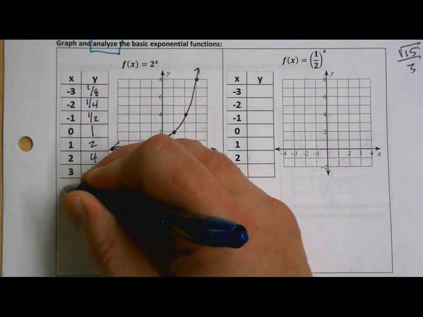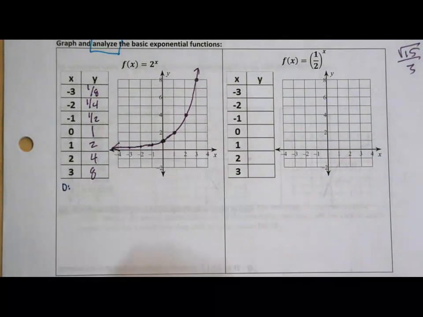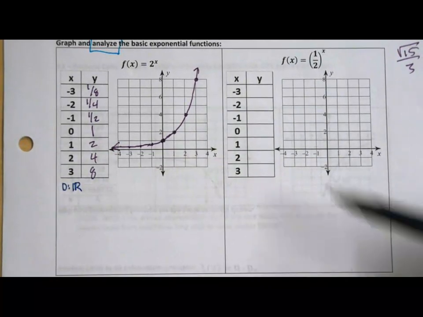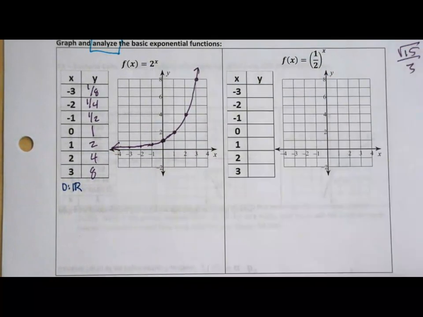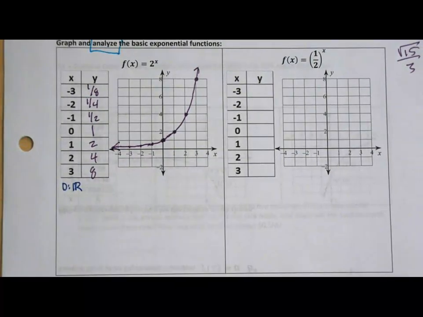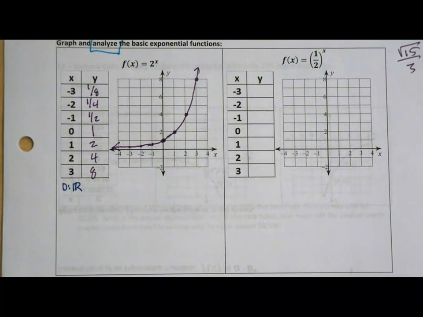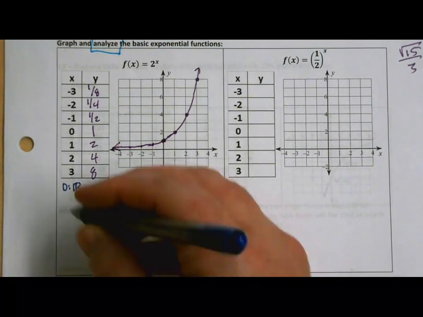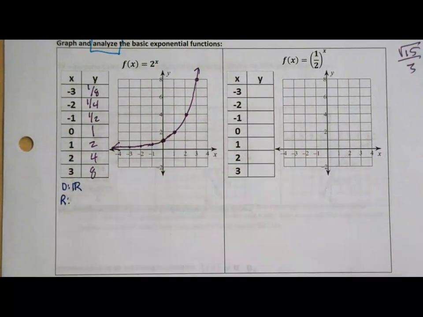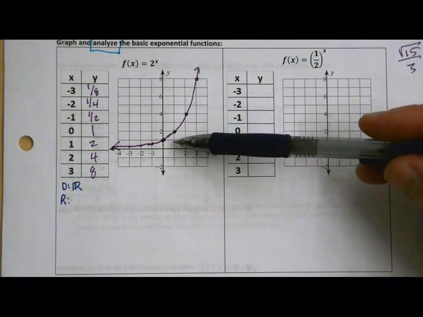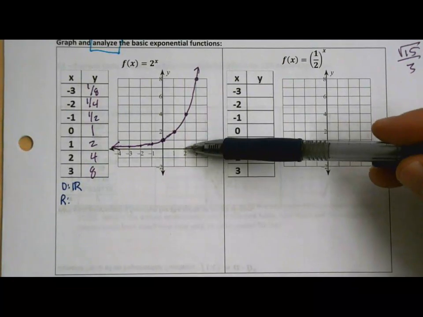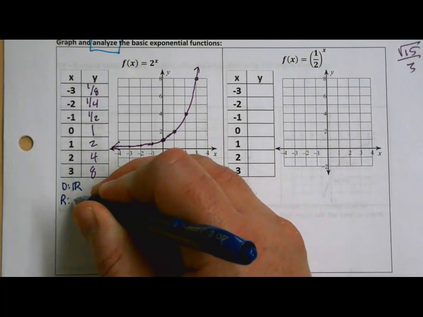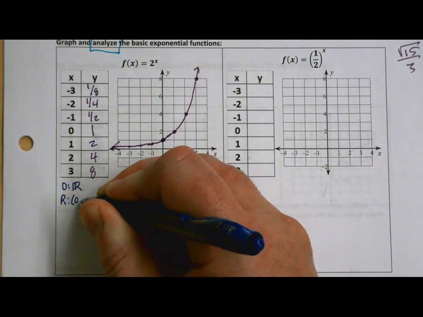What's the domain of an exponential function? Everything. Anything can go into an exponent, as long as your base is positive, and that's all we're going to be dealing with in this class. If you have a positive base, no matter what your base is, your domain's going to be all real numbers. The range, not so much, though. This doesn't have any y values that are negative, and actually it's never going to hit the x-axis either. So the range is y is greater than 0, or we could say 0 to infinity.